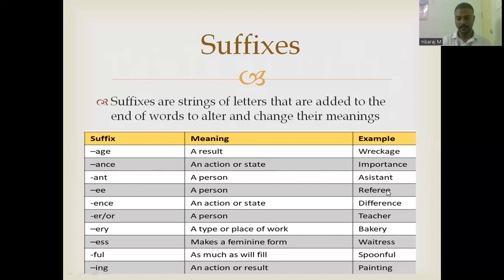So these are all suffixes. When we add a suffix to an already existing word, we get new words with new meanings. So this is the second type of way in which new words are formed in the English language.